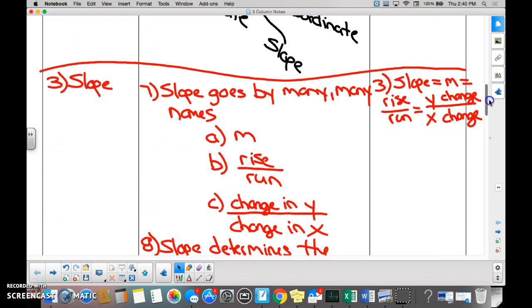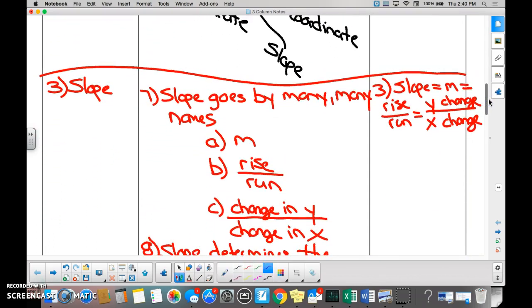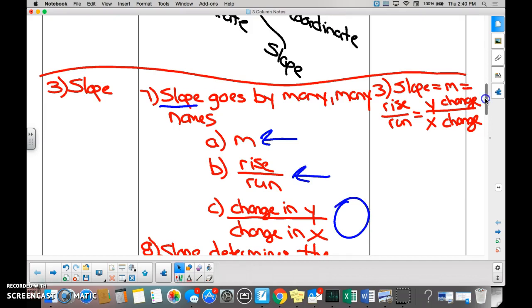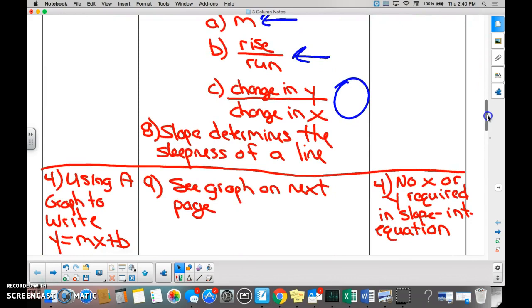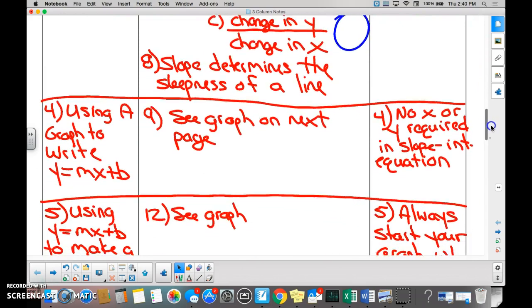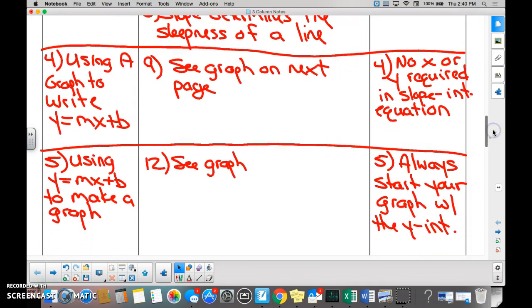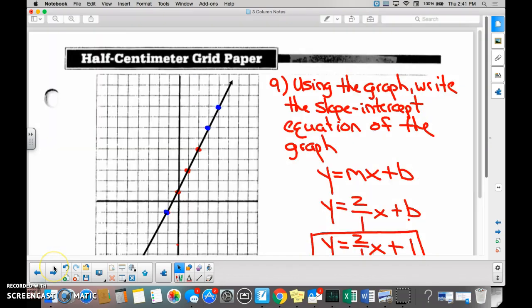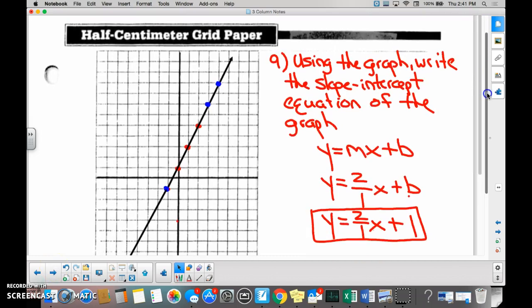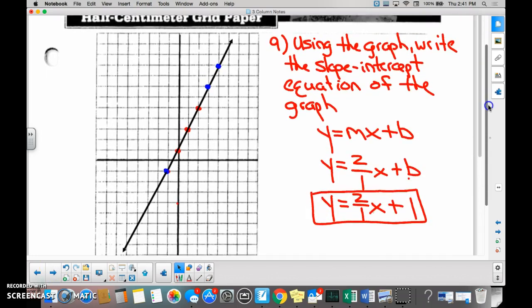Slope goes by many names. The names that you really need to know are slope, m, and rise over run. This one we didn't talk much about, so don't worry about it. And then obviously slope would be the steepness of a line. Things for 4 and 5 are going to be on the graph, and this is what you're really going to have to focus on. So number 9, using the graph, write the slope-intercept equation of the graph.